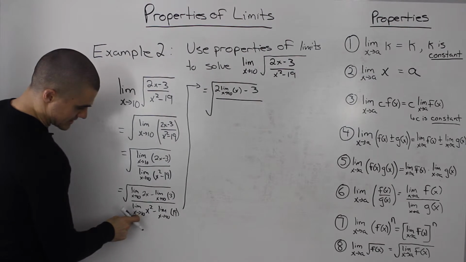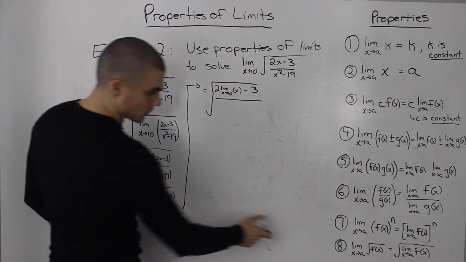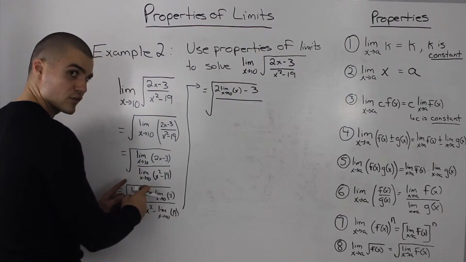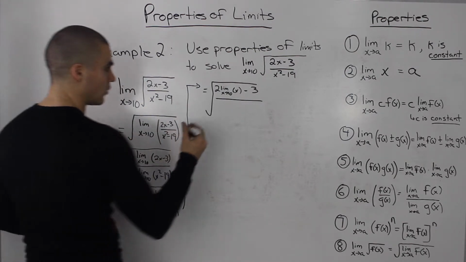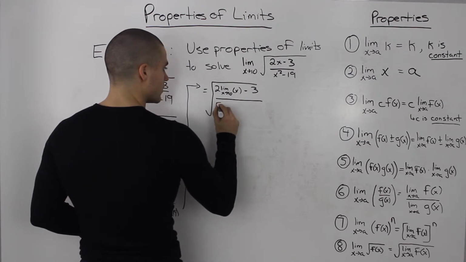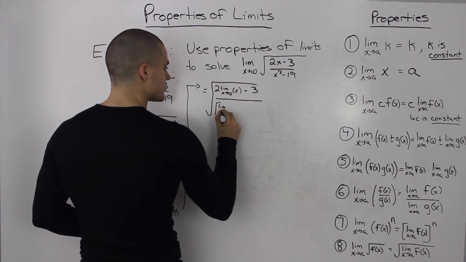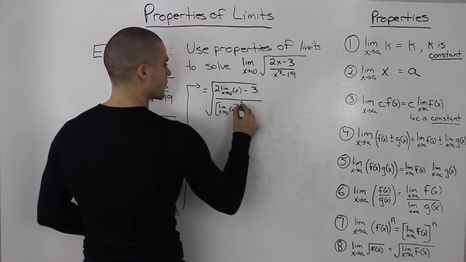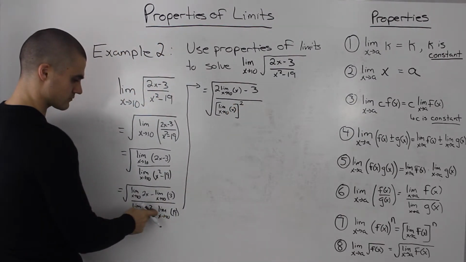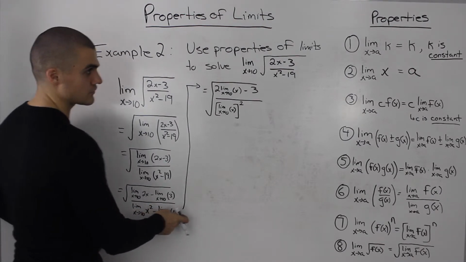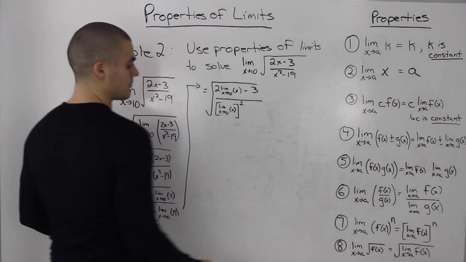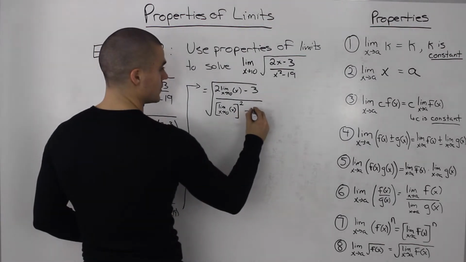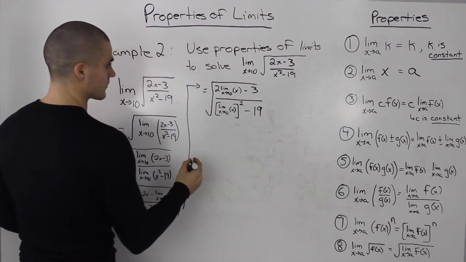Now this limit as x approaches 10 of x squared, I am going to use property 7 to take the limit as x approaches 10 of the function inside and then square that whole result. So the limit as x approaches 10 of x, and then I'm going to square that, minus the limit as x approaches 10 of 19. That's property 1. It's a constant, so the limit of a constant is just equal to the constant.